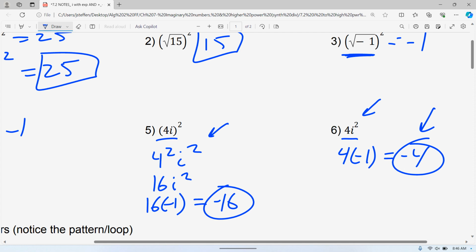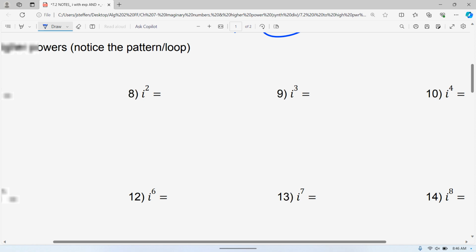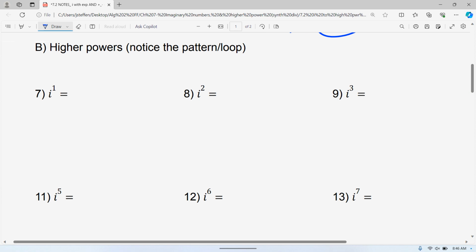So far so good? Okay. Now, the next thing, in my opinion, is a little bit confusing at first, but it's really not that bad because you'll realize that it follows a pattern over and over and over again. And so i raised to any exponent, you're going to be able to reduce down, or you're going to be able to get it down to one of these first 4.